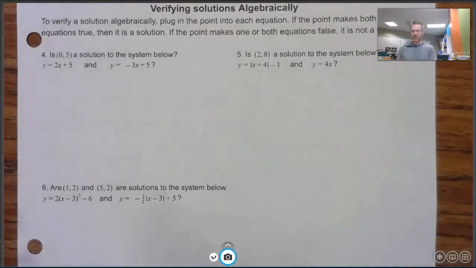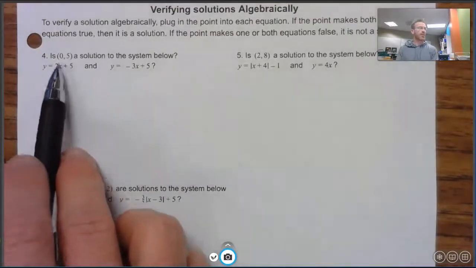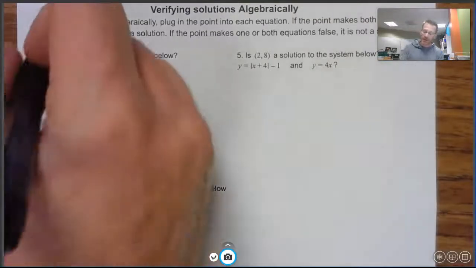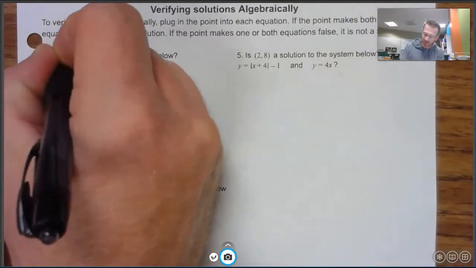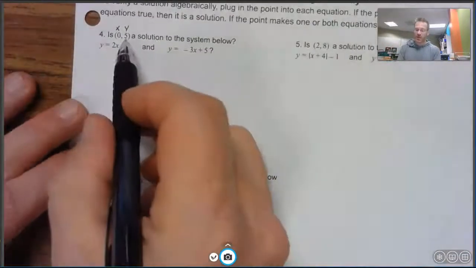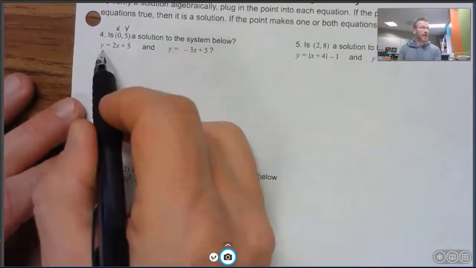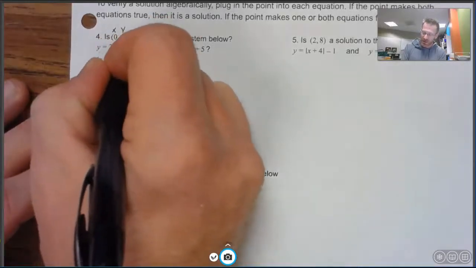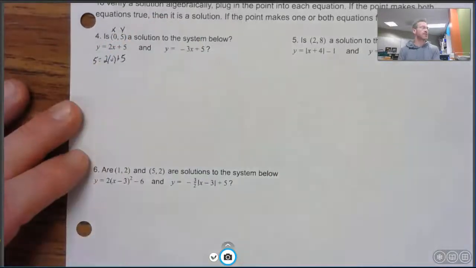So notice here the difference between the opener and what we're doing now is that it gives us the point. And so what we have to know is that this is the x value and this is the y value. And then we have to put those into both equations and see what happens. So notice I'm going to take 5 and plug that in for y in the first equation, and I'm going to take 0 and plug that in to x in the second equation.